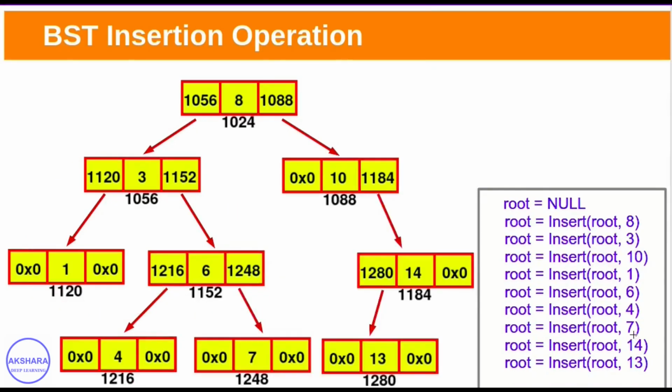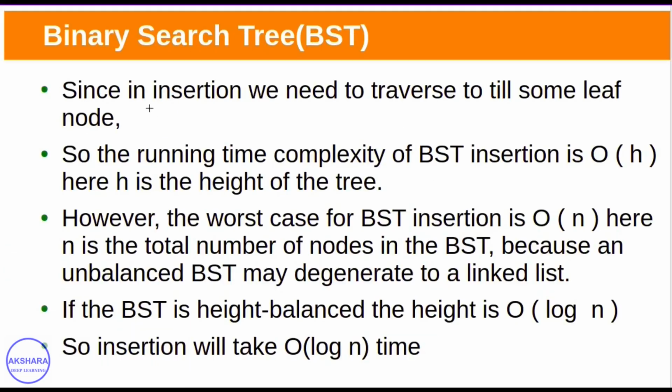Similarly, after insertion of 7, 14 and 13, this will be the tree. A new node will be inserted at the leaf level. So in insertion, we need to traverse till some leaf node. So the time complexity of binary search tree insertion is order of h, where h is the height of the tree. But in the worst case, binary search tree insertion will take order of n time, where n is the total number of nodes within the binary search tree.